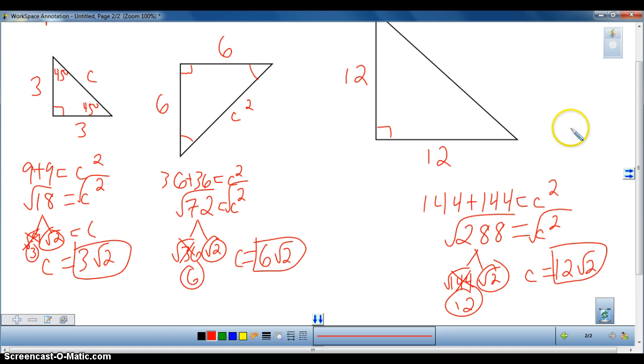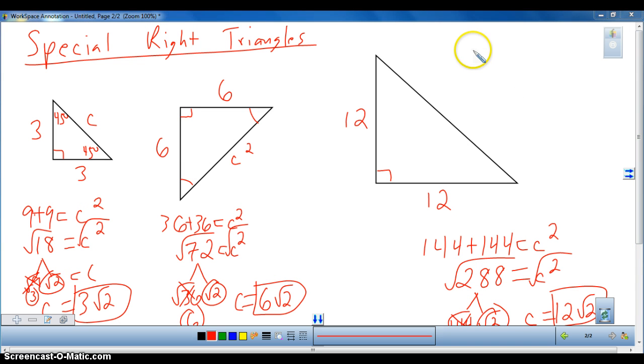Okay, so as you can see, I've got my work shown up here. I found the missing side length for the smallest triangle. The side length ends up being 3 radical 2. For the middle size one, it's 6 root 2. For the largest one, 12 square root of 2. Notice how, hopefully you saw this pattern in your group, that the hypotenuse is always the shorter leg times the square root of 2. That will always happen with these types of triangles, which again are called isosceles right triangles.